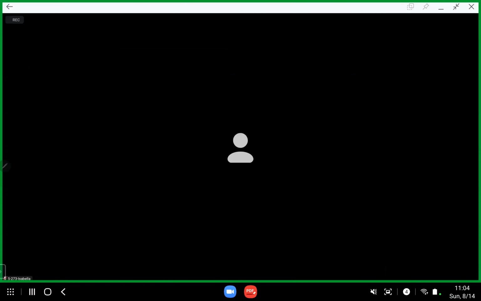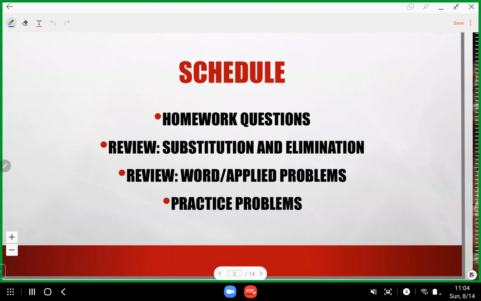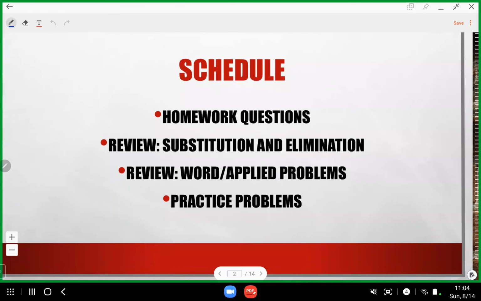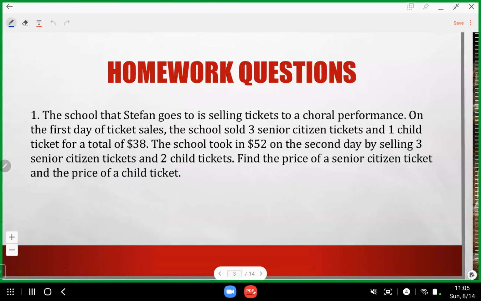So now we're going to go with a unit review over the systems of equations. So this is our schedule. We're just going to go over some homework questions. All right, going to review some substitution and elimination. And then we're going to review the applied problems. And then we're going to go over some review problems. Okay, so let's first go over some homework questions. So everybody take the time to just post your answers for this.